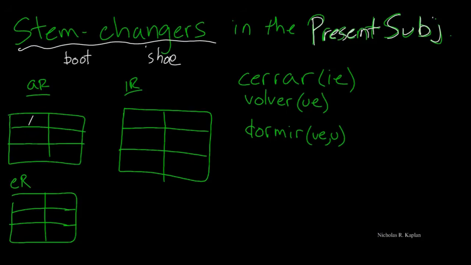And in AR verbs in the present tense, they change here. And some people call this a boot or a shoe. I guess, I don't know. ER verbs, they change here. And in IR verbs, they change here.